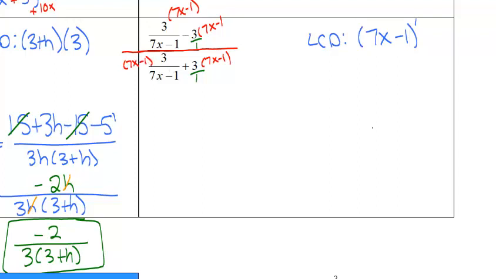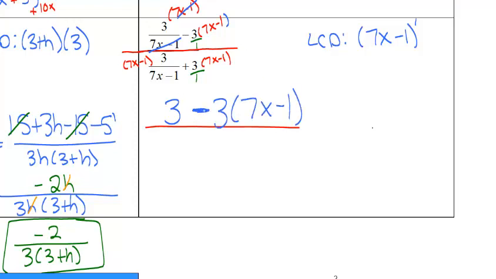On the first fraction, the 7x minus 1 divides out, and I am just left with 3. On the second fraction, nothing divides out, and I'm left with minus 3 times 7x minus 1. Don't try to do that in your head. You might forget to bring the minus down and distribute the minus, so try to do that on another step.